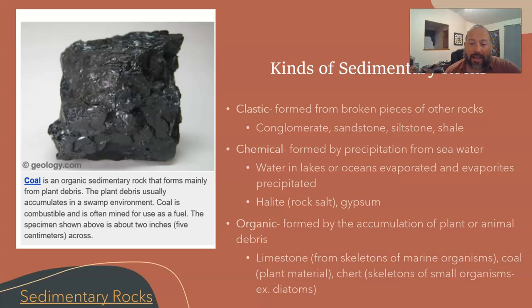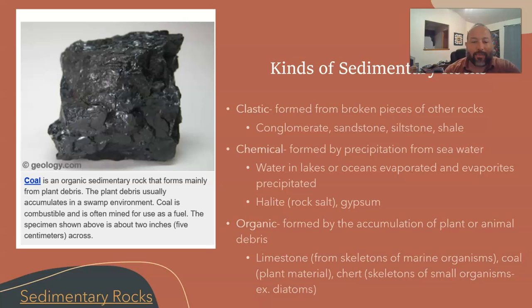And so you got halite, which is also known as rock salt, and gypsum being good examples of chemical sedimentary rock. And then you've got organic, so formed by the accumulation of plant or animal debris. So limestone was formed from skeletons of marine organisms. Coal, which we see here on the left, was formed from plant debris.